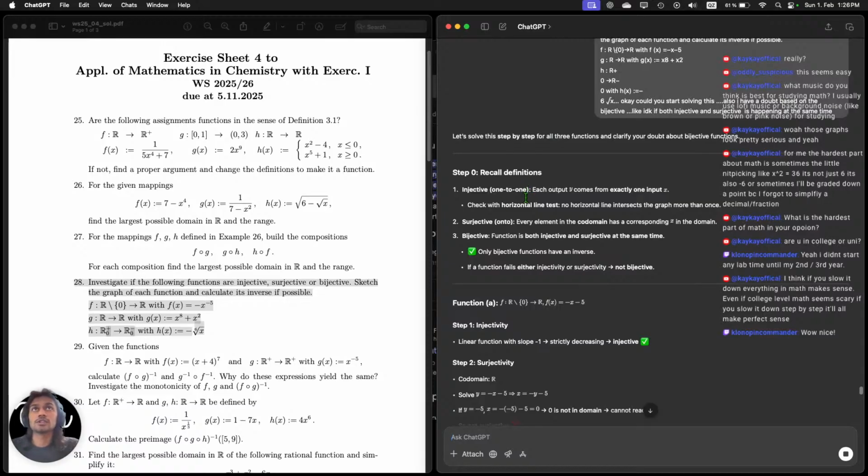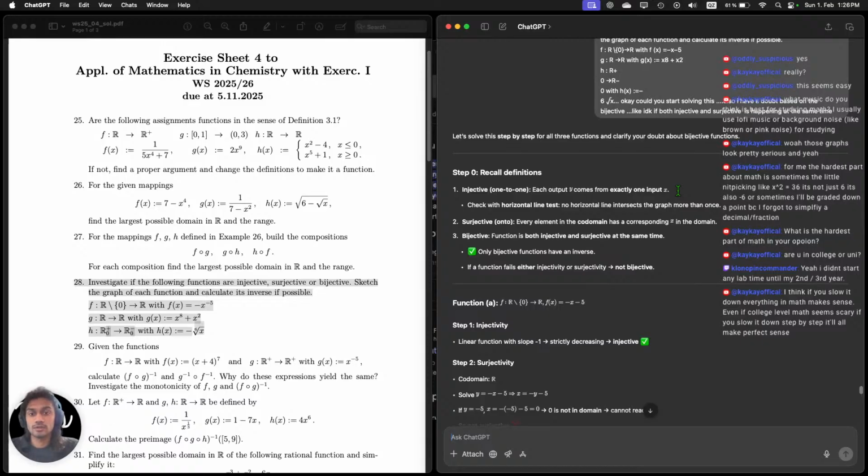Recall definitions. Injective, one to one, each output y comes from exactly one input. Check with the horizontal line test. No horizontal line intersects the graph more than once. Surjective, every element in the codomain has a corresponding x in the domain. Bijective, stop reading without the processing. Injective, each output. Surjective, each element in the codomain has a corresponding x in the domain.